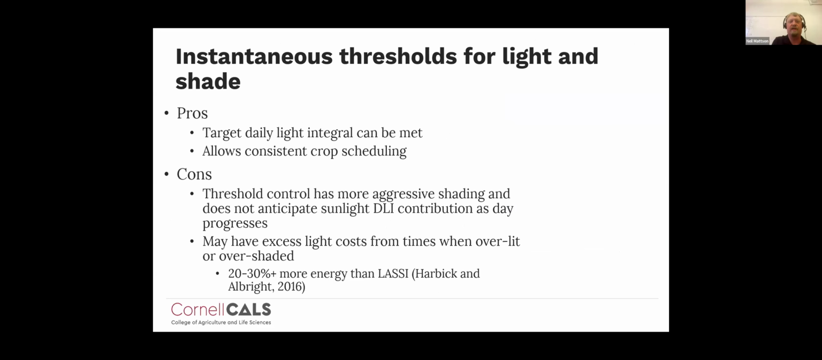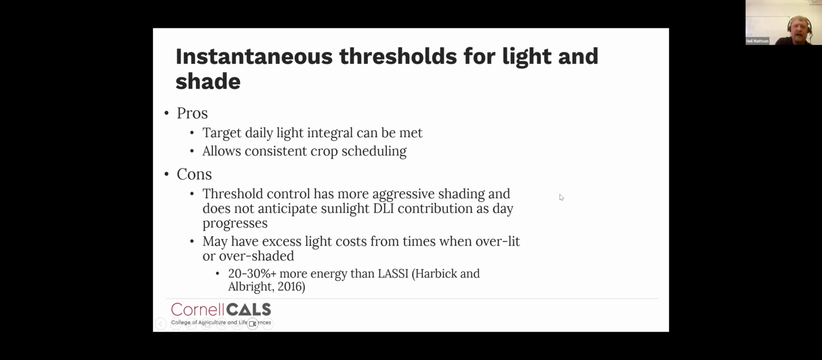So some pros are this method does allow you to target a specific daily light integral, and it can then allow for consistent crop scheduling. Some cons or negative aspects is that this type of approach is just kind of thinking in the minute. So what's happening right now? This approach doesn't think about how much additional sunlight I am expected to get during the day. Because actually, maybe if I thought about how many hours are left in the day and how much sunlight I could get, maybe I would not actually need to be turning on my supplemental lights right now.